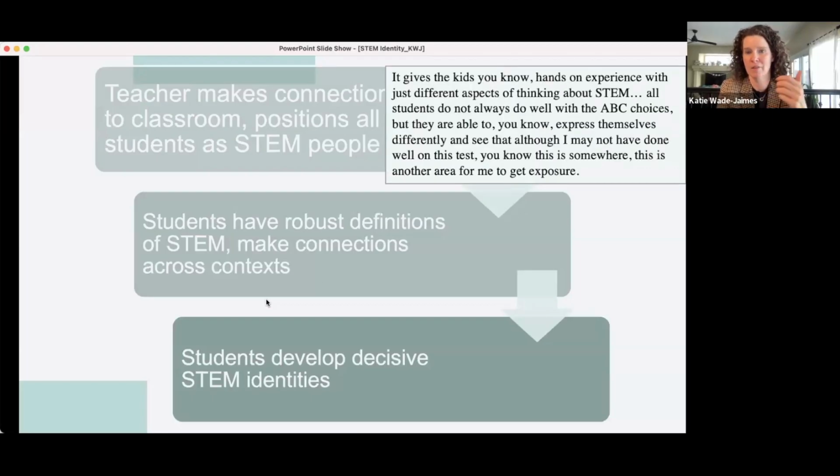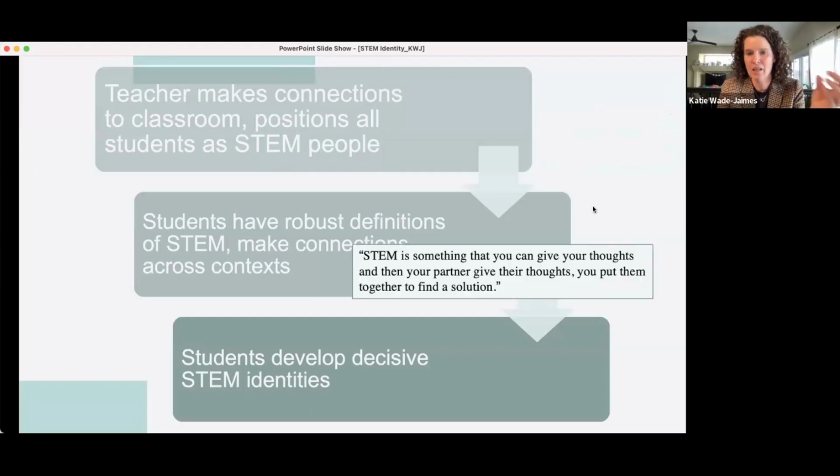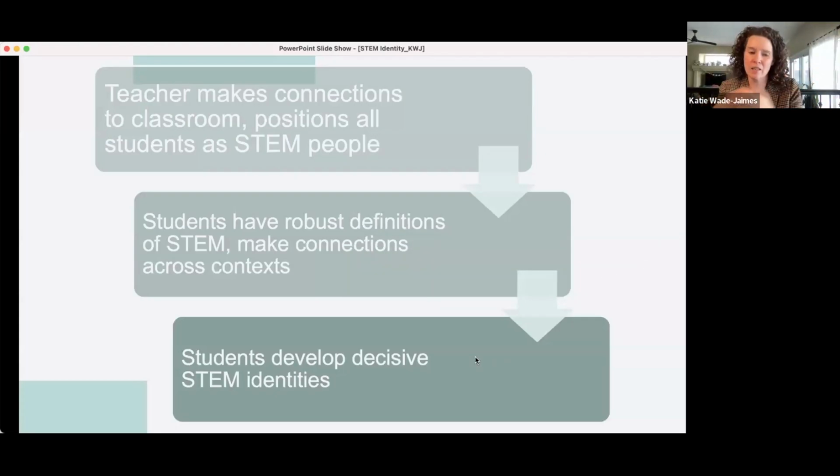Let me see. Sorry, there's quotes here. So one of the teachers just talked about how the STEM club is great because the kids need different ways to experience STEM. It can't just be these multiple choice tests. They need to be able to express themselves and see that there's other ways to engage in STEM. So the teachers had these very robust definitions of STEM and science, and then those filtered down to the students. They had these more robust definitions of STEM themselves, talking about collaborating, thinking things through, sharing things, finding a solution. And then they ended up with these decisive STEM identities.